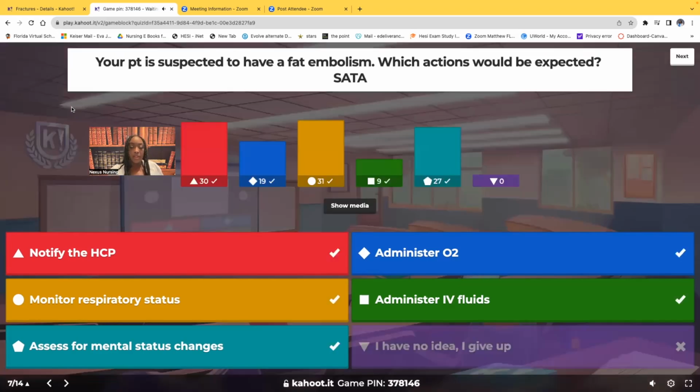Okay, guys, very good. Everything except for I have no idea, I give up. You expect to assess your patient, especially for mental status changes. We want to make sure they're getting enough oxygen to their brain, right? We're going to check them for mental status changes. We expect to give them oxygen, IV fluids. We're going to monitor their respiratory status. We want to make sure they don't have a pulmonary embolism. Of course, we're going to notify the healthcare provider, give them our assessment, and see what orders the healthcare provider is going to order.